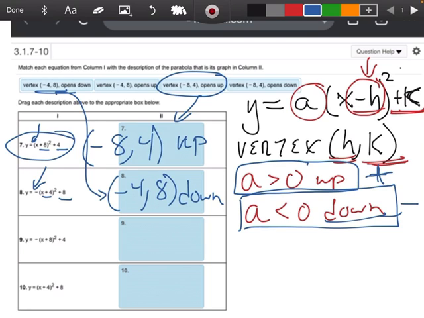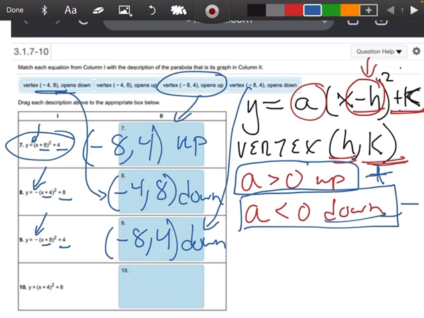Okay. And I'll do the same thing for number 9. I'm going to take a look at my vertex. Remember, the first number, I'm going to change the sign, so negative 8. Second number stays the same, positive 4. Since I have a negative there, this is going to open downward. So negative 8 and positive 4 opening down, it's this one right here.